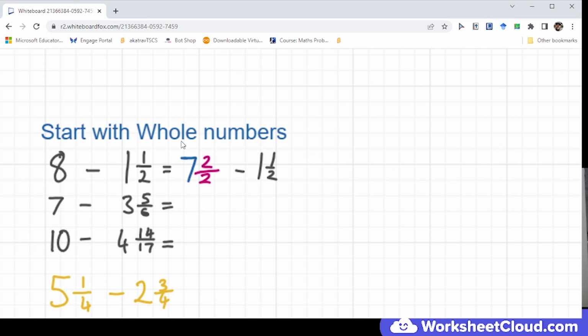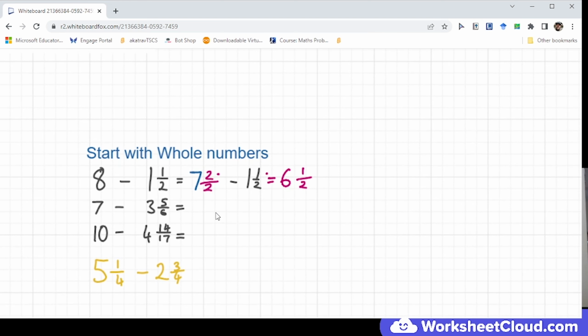And as soon as you see it in this form, it suddenly looks a whole lot easier, doesn't it? So I'm back to looking at a whole number minus a whole number. So 7 minus 1 is 6. 2 minus 1 is 1. And we're looking at a half. Oh my goodness, 6.5. That's what we were looking at. That's what we did by inspection.